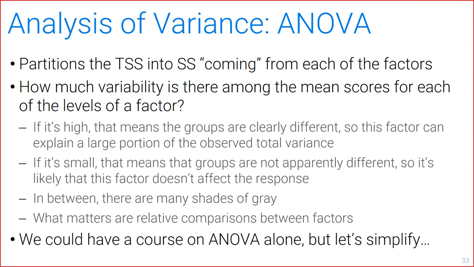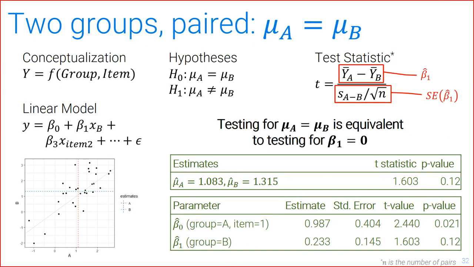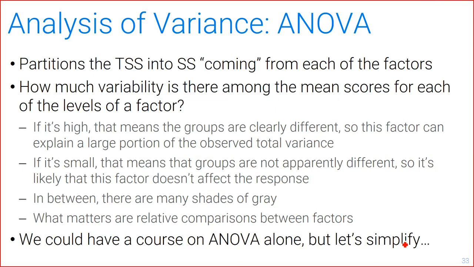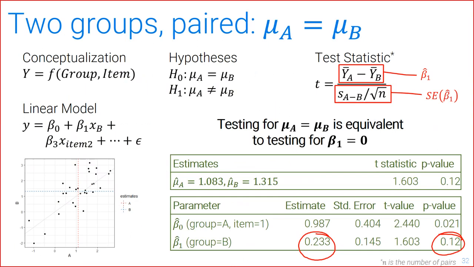And the question is, what happens when we have more than 2 groups? Because if it's only group 1 and 2 or A and B, we can just look at this one coefficient, this p-value, and that's fine. What happens if we have more than 2 groups? Then we can use something called ANOVA, analysis of variance. The idea of analysis of variance is that it partitions the total sums of squares, so the total variability observed in the response, into sums of squares or variability coming from each of the factors that we are including in the model. So in this case, how much variability in the response there is because of differences across groups, and how much there is because of differences across items.